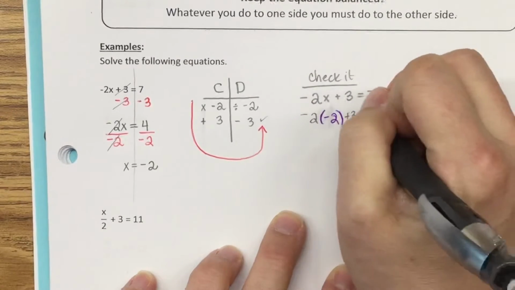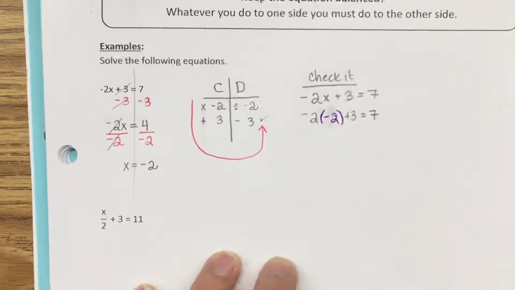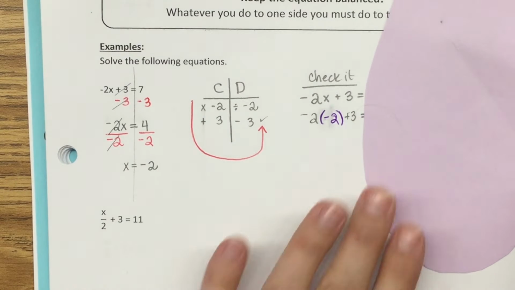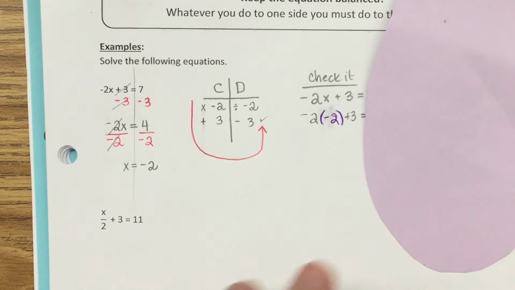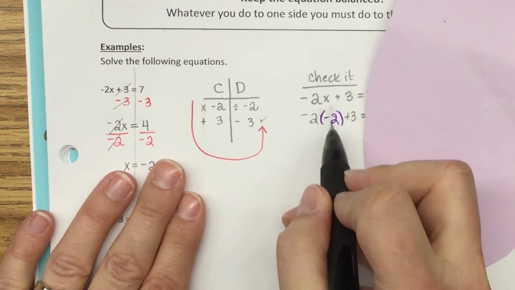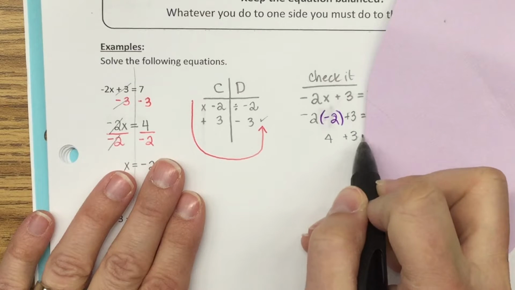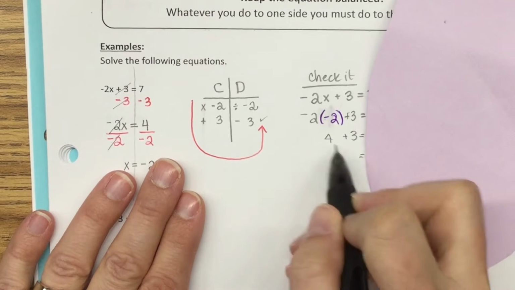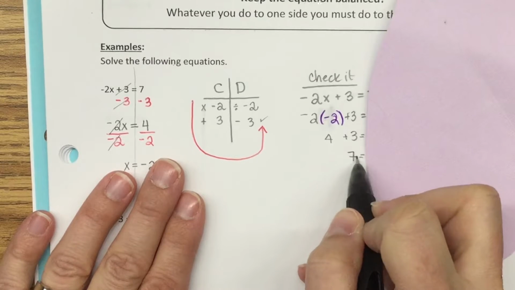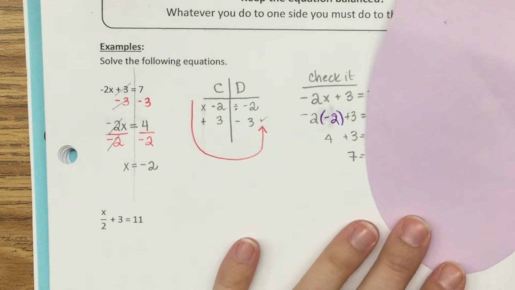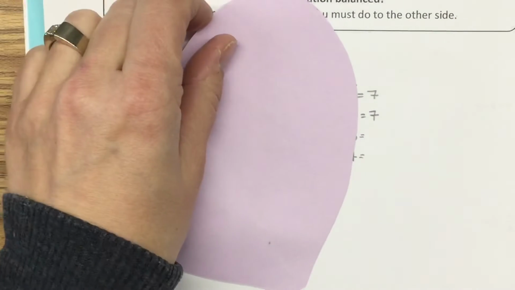Plus 3 equals 7. And then I'm going to simplify. Okay? So I'm going to look at my left side of the equation, and I'll work with that first. Minus 2 times minus 2 is 4. Plus 3. Okay? 4 plus 3 is 7. Good. Okay? So I've solved the left-hand side of the equation. Now I can go to the right-hand side.